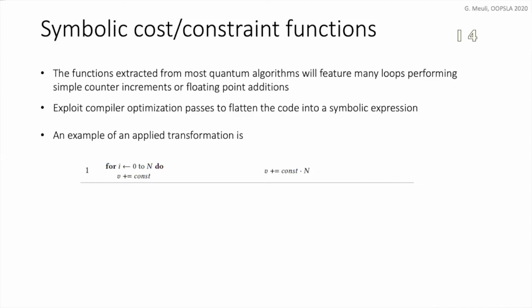Functions extracted using AST transformation will feature many loops, performing simple counter increments and floating point additions. A table in the paper reports all the transformations that the compiler passes perform on the intermediate representation code. For example, transformation 1 checks if there is an addition between a variable v initialized outside the loop and a loop invariant, and if v is not used elsewhere in the loop. If so, it adds to v the multiplication between the constant and the number of iterations of the loop.